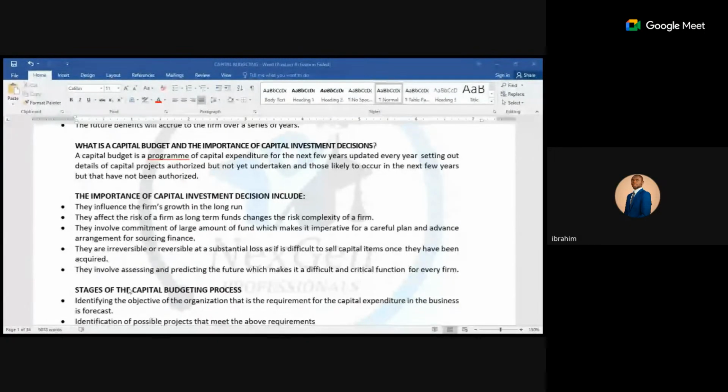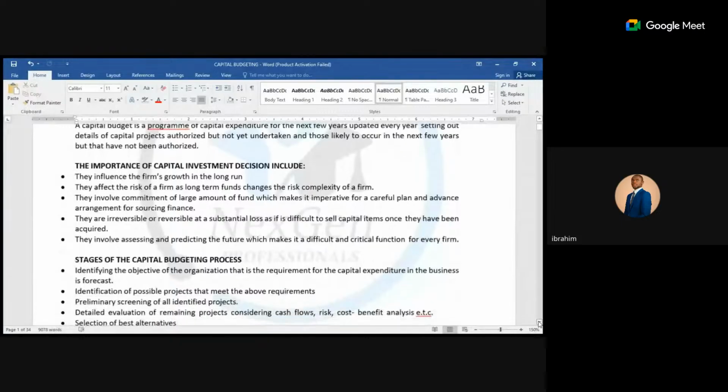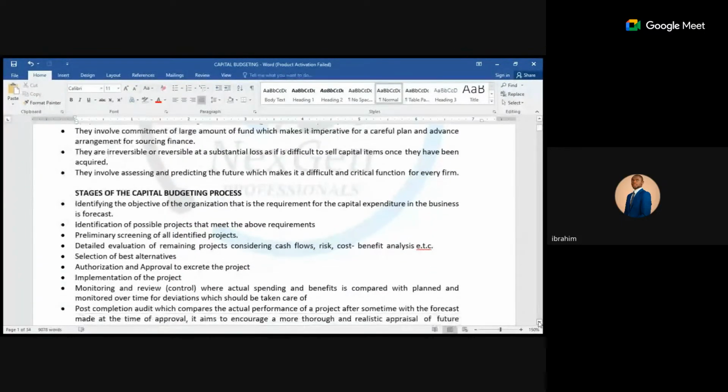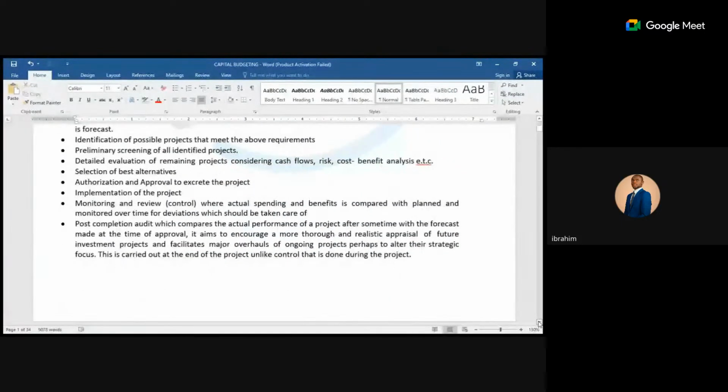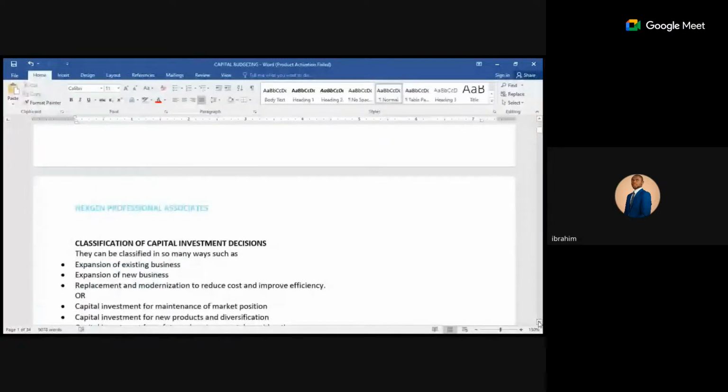updated every year, setting out details of the capital project, authorized but not yet undertaken. Of course, when you're projecting future cash flow, you've not undertaken it, but you're actually projecting what the cash flow will be at the end of the period. So you can read through all this process of capital budgeting.